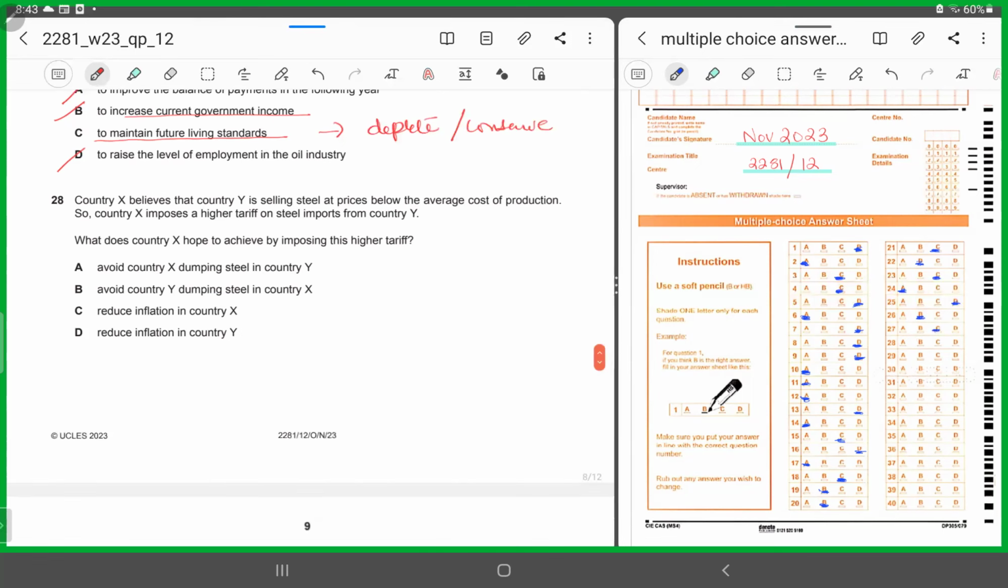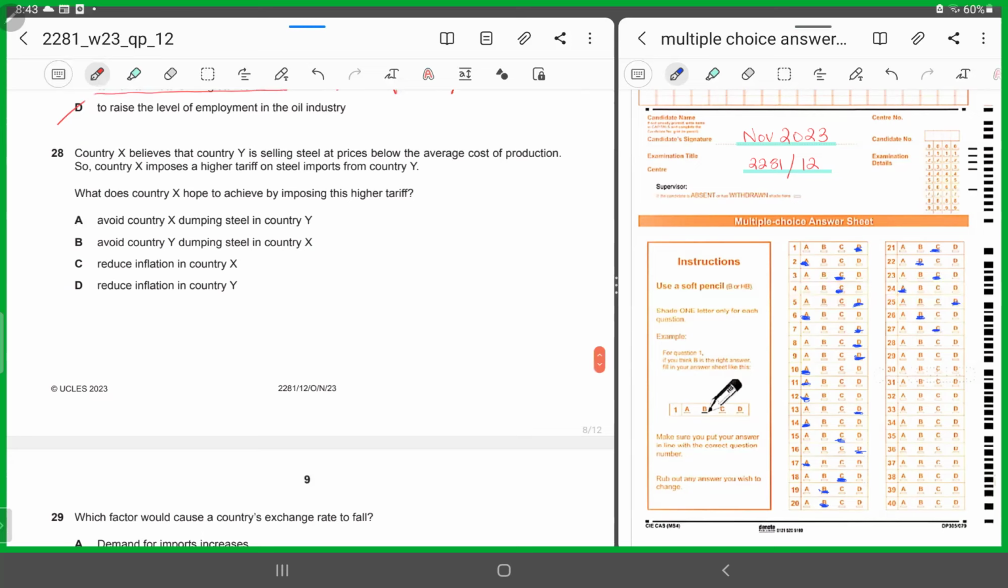28. Country X believes that country Y is selling steel at prices below the average cost of production. So country X imposes a higher tariff on steel imports from Y. What does country X hope to achieve by imposing this higher tariff? Now, country X believes that Y is selling steel to X at prices below its average cost of production. So in order to prevent such a situation, what it does is it imposes a higher tariff on imports of steel from country Y. Now they're asking you, what does it intend to achieve? So what is the intention behind doing this?